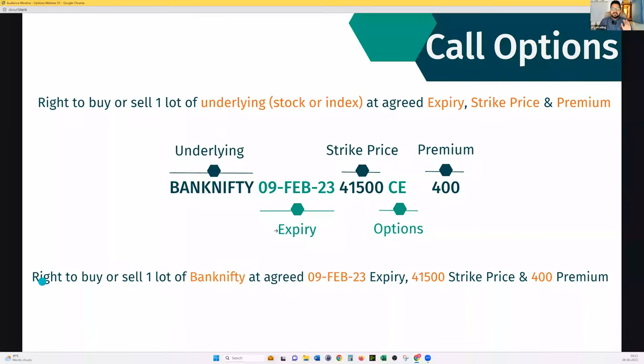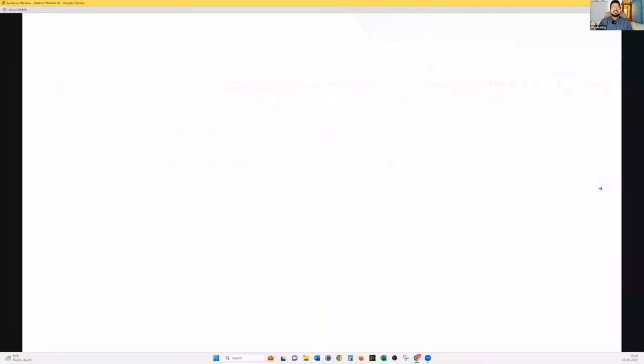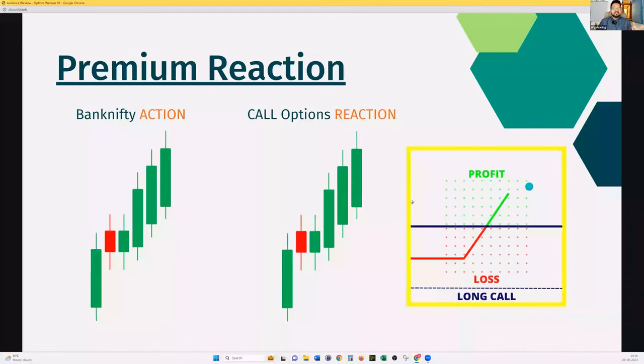Now, a call option is a right to buy or sell one lot of Bank Nifty at an agreed 9th February expiry and 41,500 strike price. At what premium are you going to get it? At 400 rupees of premium. Okay, so this is my personal definition for call options. A call option can be bought as well as sold.